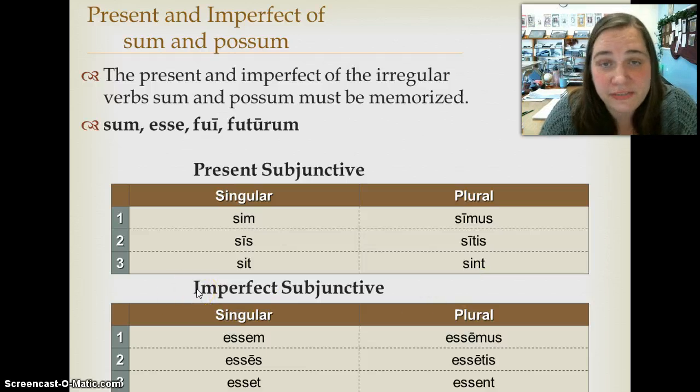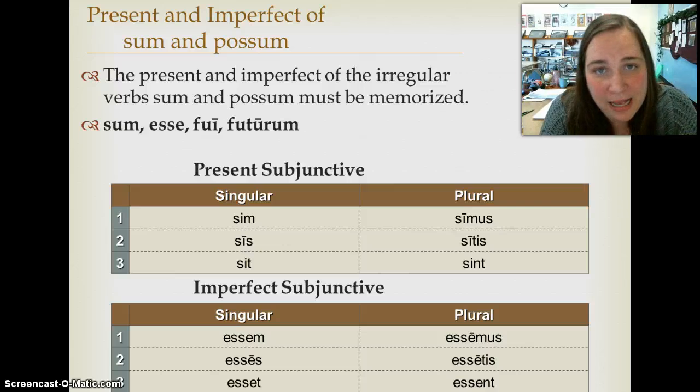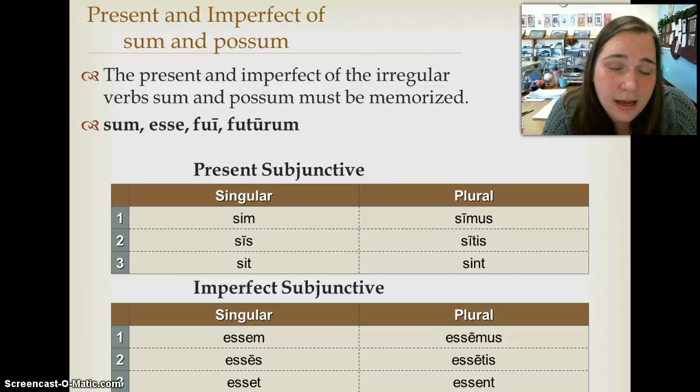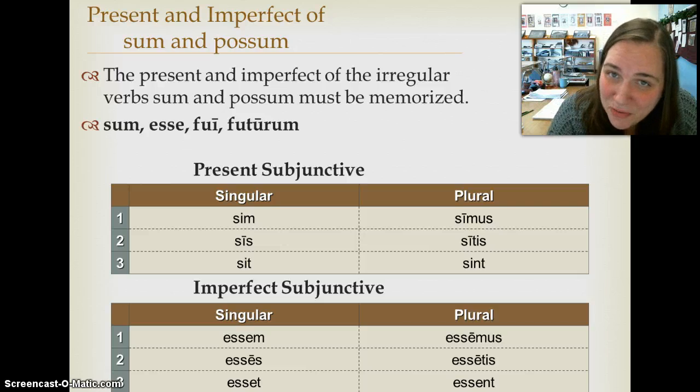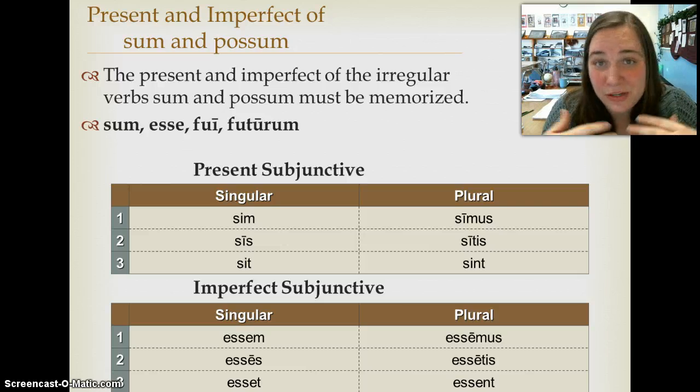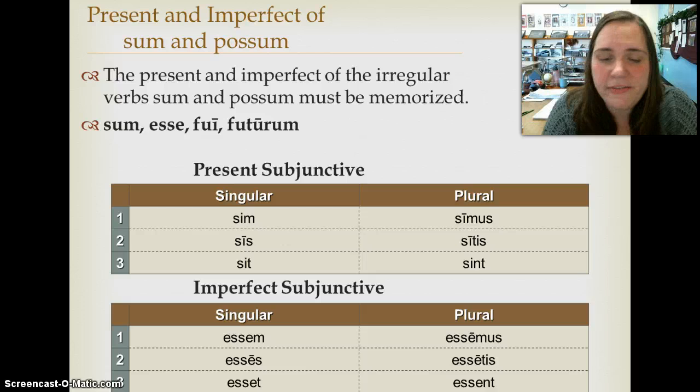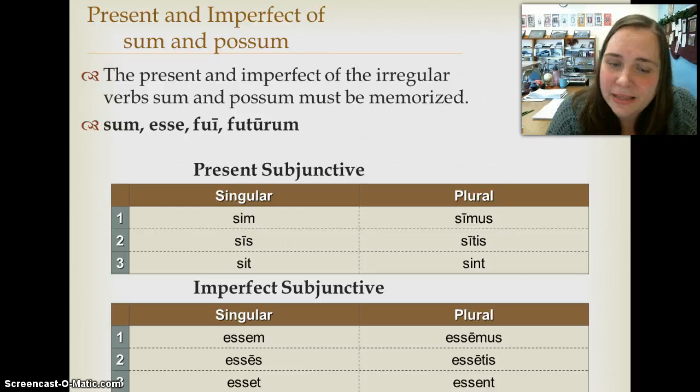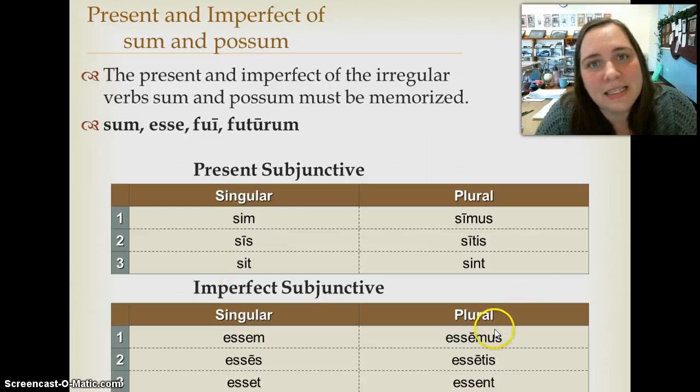The imperfect subjunctive for sum, esse is going to form in the same pattern as regular verbs, which is exciting. I love it when that happens. So again, you need your second principal part, your present infinitive, and you just add the ending. So essem, esses, esset, essemus, essetis, essent.